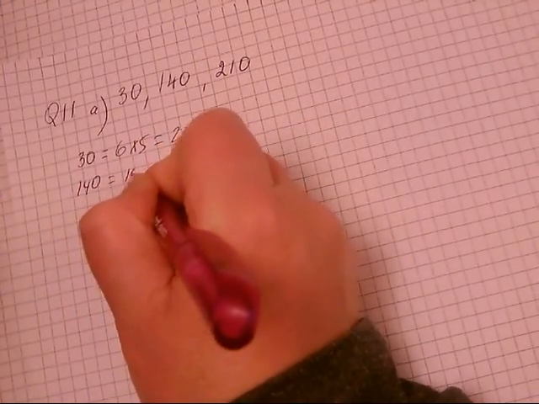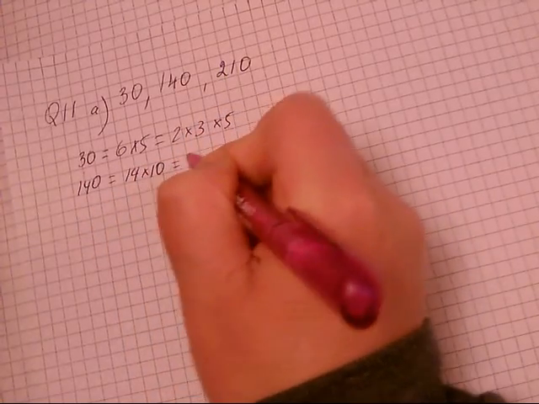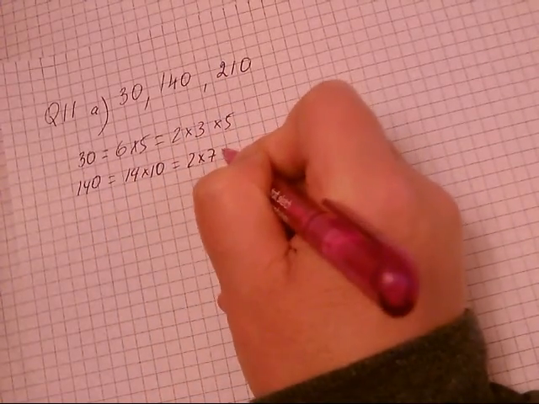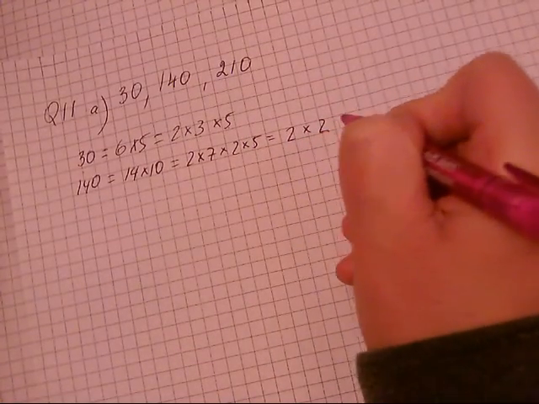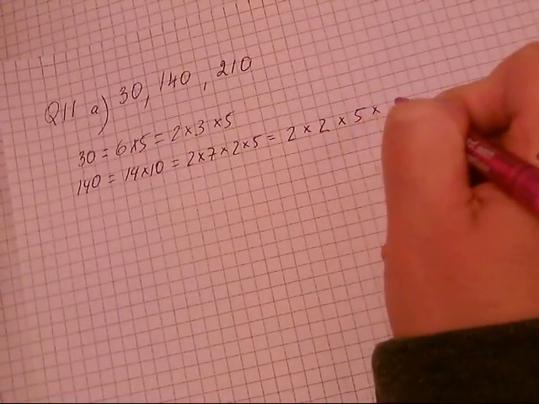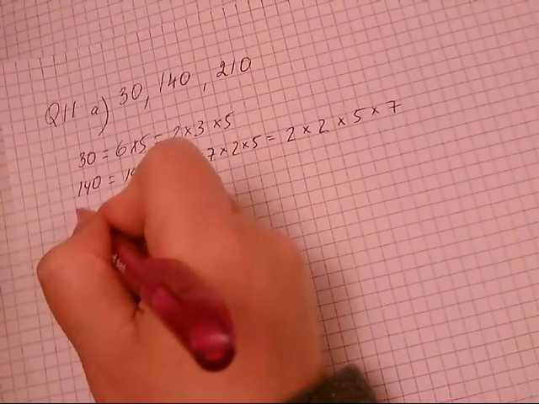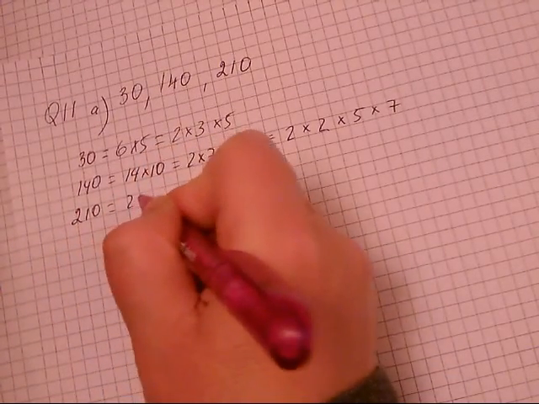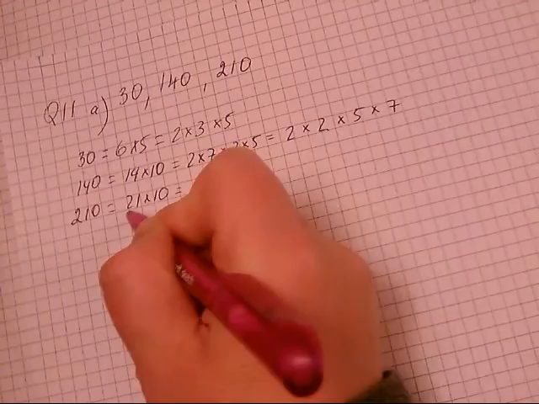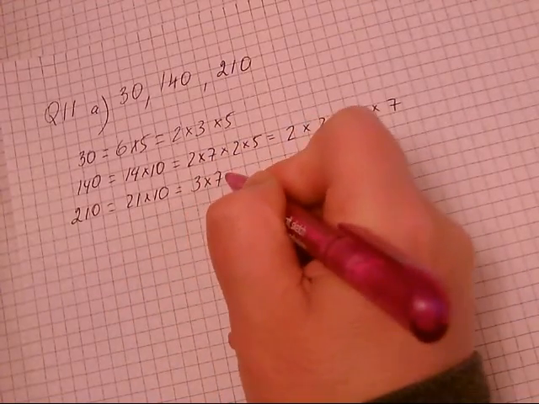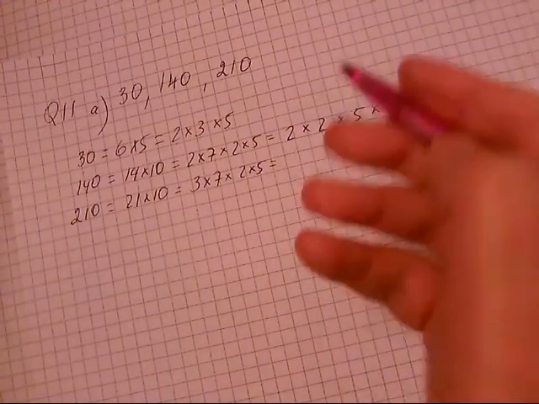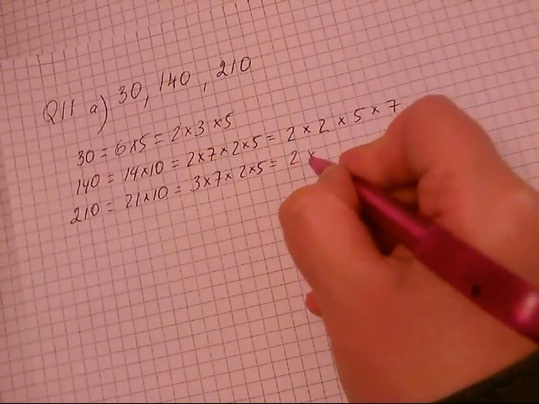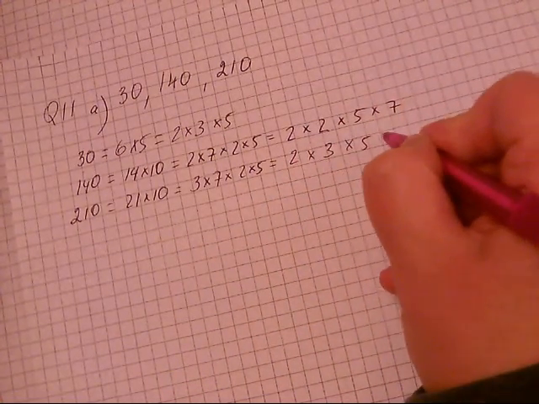140 is 14 times 10, and 14 is 2 times 7, and 10 is 2 times 5, and I will tidy up by ordering these factors in order of size. And 210 is 21 times 10, and 21 is 3 times 7, and 10 is 2 times 5. So let's order them in size. So it will be 2 times 3 times 5 times 7.